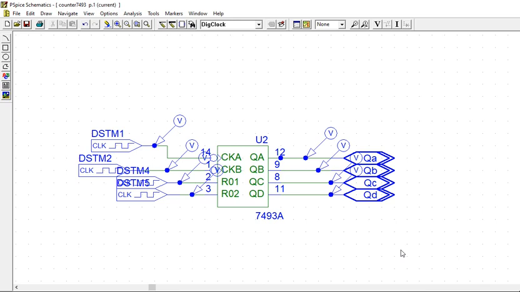In this video we'll see a 4-bit counter. It will count 16 pulses from 0 to 15. So these are the 4 outputs, IC 7493, and these are the 2 clock pulses. These 2 are for reset.